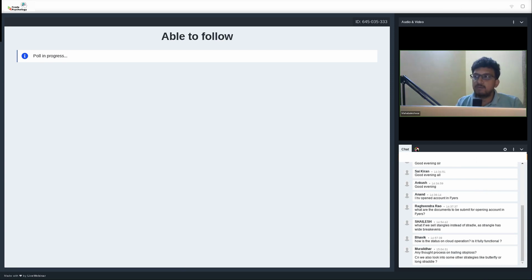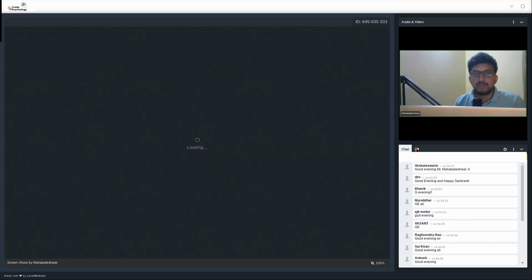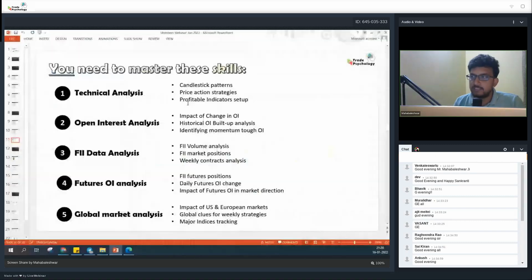We'll be taking some more examples, and we understood about technical concepts. As I told, there are 5 skills. So open interest is also very essential. You need to look at the impact of change in OI. You need to know what the historical OI buildup is, and you need to identify the momentum. And FII data, futures, and global market, yes, you need to have a view.